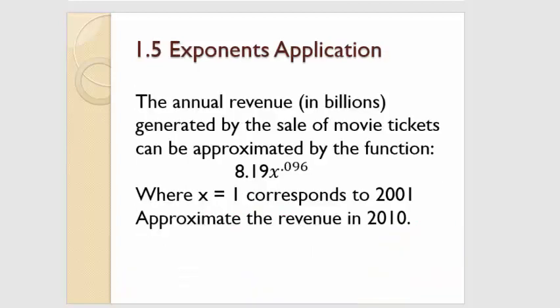In the next problem, I'm going to be working with exponents. So the problem says the annual revenue in billions generated by the sale of movie tickets can be approximated by the function 8.19x to the 0.096 power. x equals 1 corresponds with 2001. Approximate the revenue in 2010. So x represents the years after the year 2000.